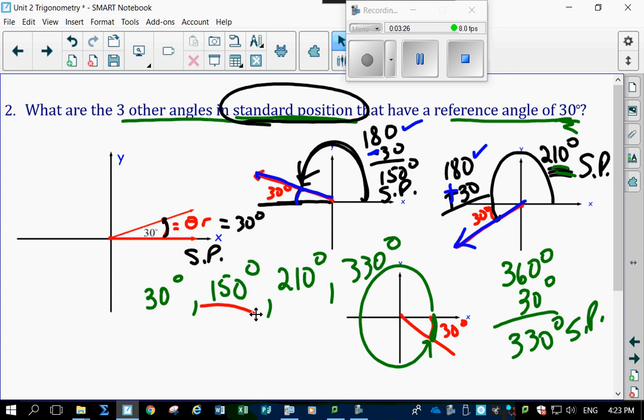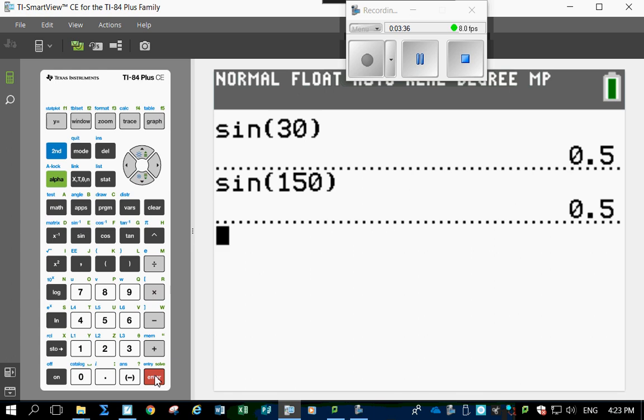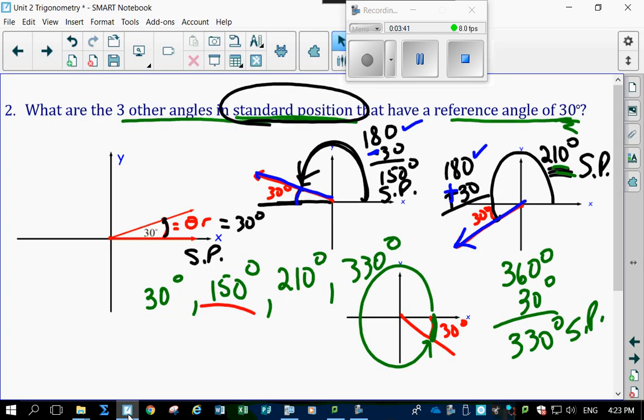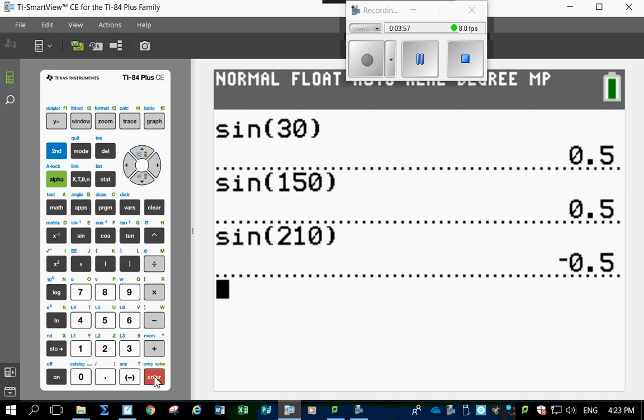Okay, perfect. Watch this. Sine of 150 degrees. 0.5. Woo! Isn't that interesting? Well, what was the other reference angle? The other angle was here, 210. Okay, sine of 210. Huh. Wonder if it's 0.5. It's actually 0.5, but it has a negative in front of it. I wonder why.